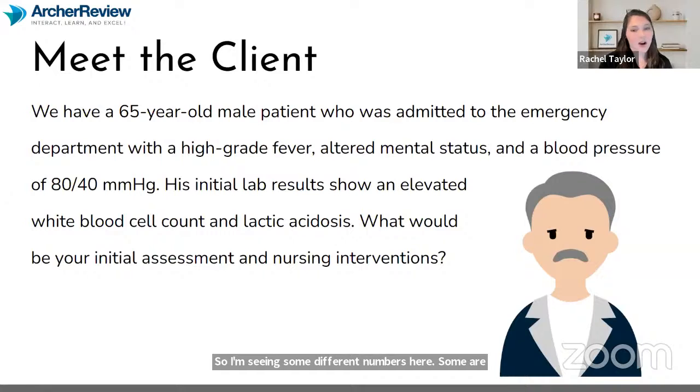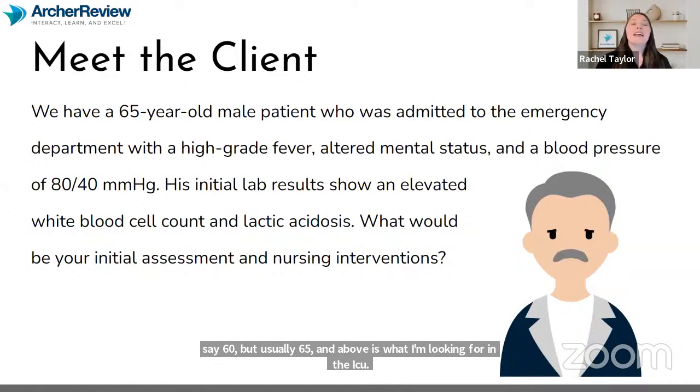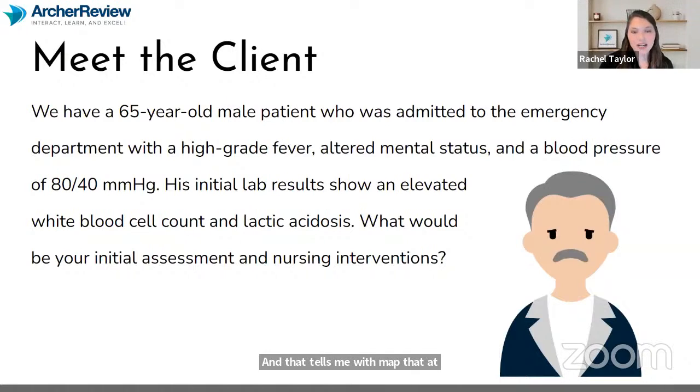Sometimes, depending on the doc and the client, we would say 60, but usually 65 and above is what I'm looking for in the ICU. And that tells me with MAP that at least the vital organs are getting oxygen, they're being perfused. If we have a decrease below 65 in MAP, I'm concerned about those vital organs. Are they getting blood flow? Are they then getting oxygen?